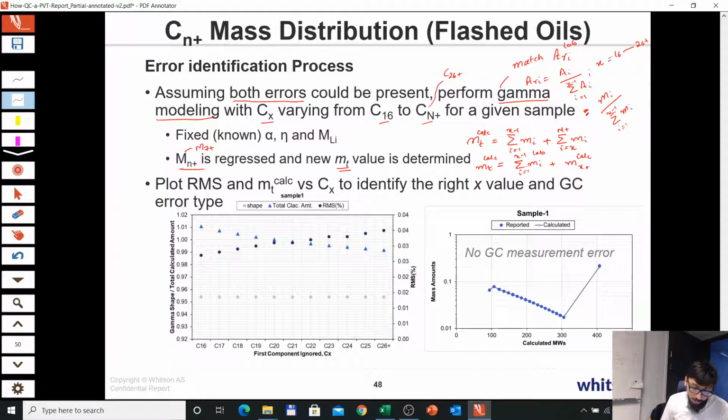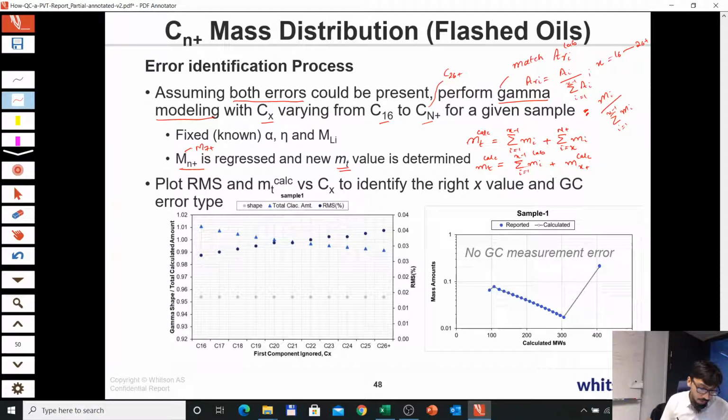And we have also discussed that this new total calculated mass, if you have only a baseline shift problem, then what the gamma model is going to give you is that the new total calculated mass will be equal to the lab reported total mass, because we know that the error in the total mass or total area comes from the internal standard. So if you have only a baseline shift problem in your gas chromatography, then the gamma model should be able to give you the exact total mass, the calculated mass, which the lab is reporting.